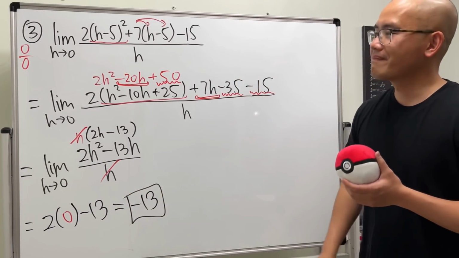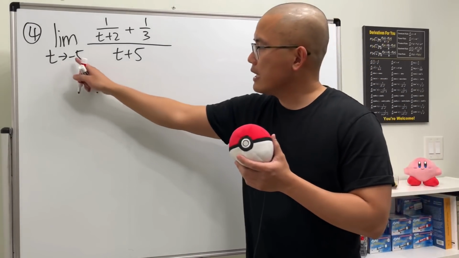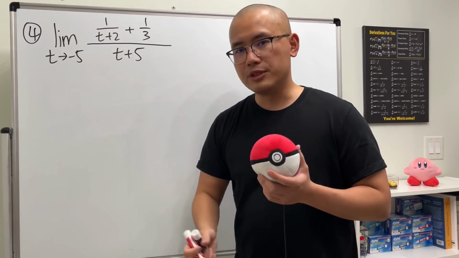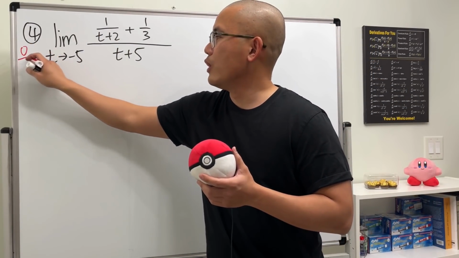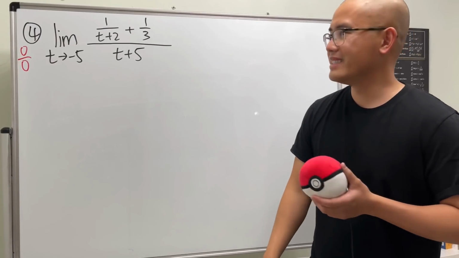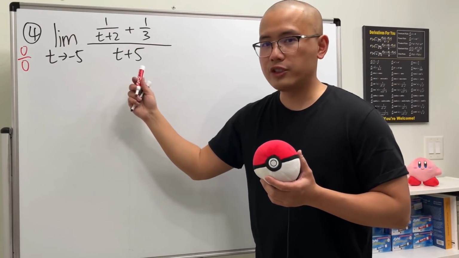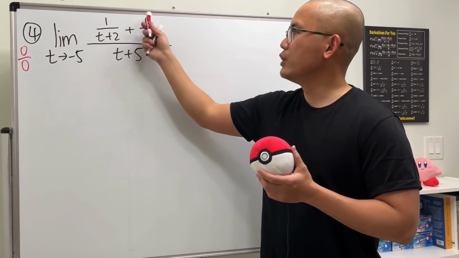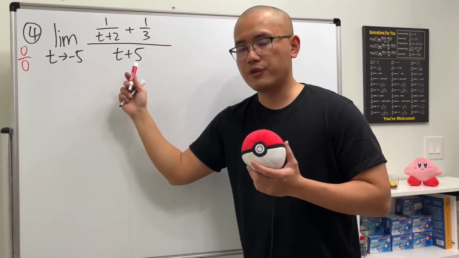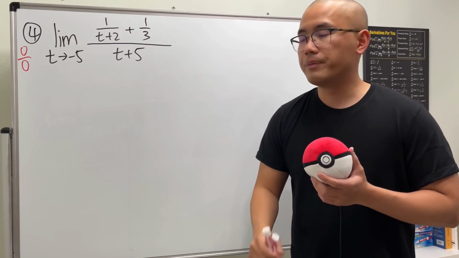Negative 13, yeah. Okay, for number 4, first let's plug in negative 5 into all the t's, and let me just tell you, we will end up with 0 over 0, so we have to do more work. But what do we do though? In this case, we have a complex fraction because we have little fractions instead of the big fraction. So this is what we can do.